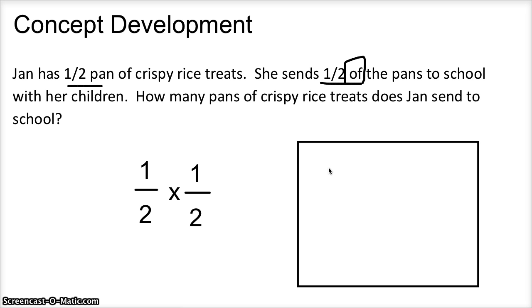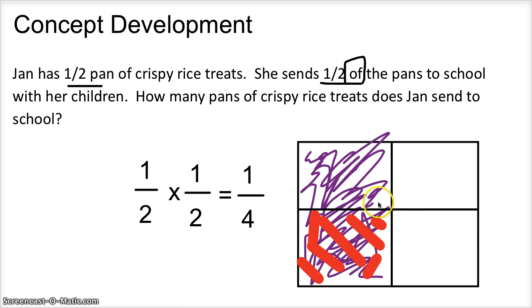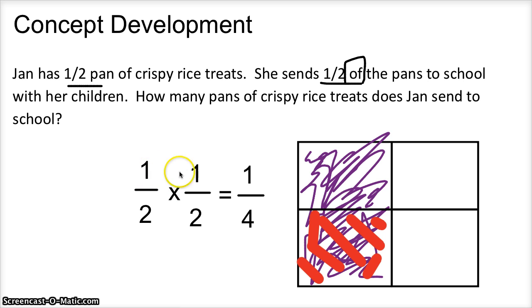Okay, here's a visual for you. Here's my original pan of crispy rice treats. I split it in half. So this is what's left. I ate this part. I love these crispy rice treats. Okay, here's what I started with, half. Now, how do I find half of this? Well, I'm just going to cut it in half. So I cut it in half, and when I have half of my half, I have 1/4. And here's the thing about this. If you notice, I'm just multiplying straight across. Let me go back. 1 times 1 is 1. 2 times 2 is 4.